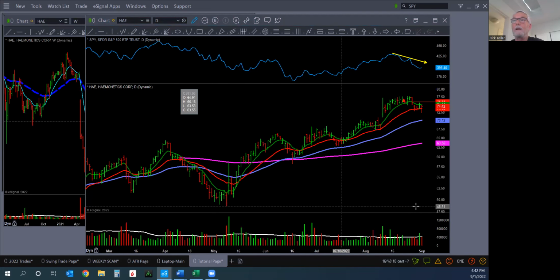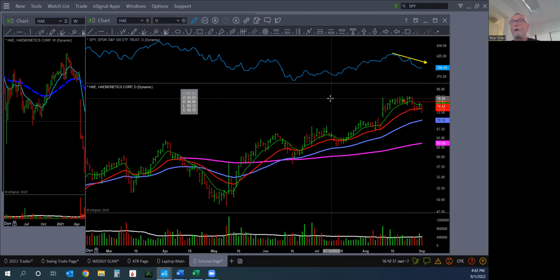The other one is Harmonic, symbol HLIT. And again, this doesn't look all that pretty. And it did have a little shakeout bar. I owned this actually from a couple of days ago, and I got shaken out early this morning. But on the strength, I could see it recovering, and I ended up buying it back. And my stop now is under the low of the day, so it's an extremely tight stop on this.